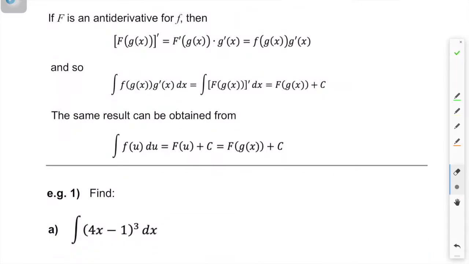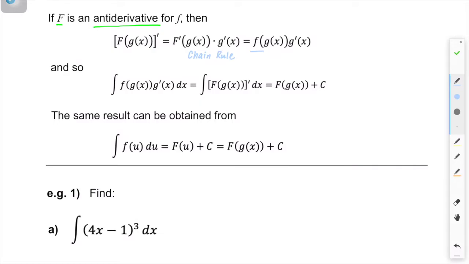You can take a look at the notations here. We use uppercase F to represent the antiderivative of the function f of x. So we say that the derivative of the antiderivative at g of x must equal its own derivative multiplied by g prime of x, and this is because of the chain rule of differentiation. And of course, the derivative of the antiderivative will become the function itself.